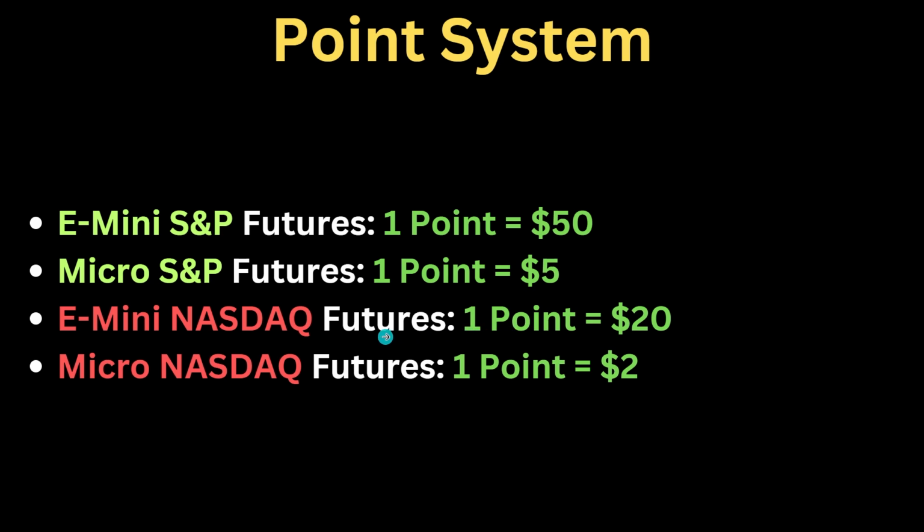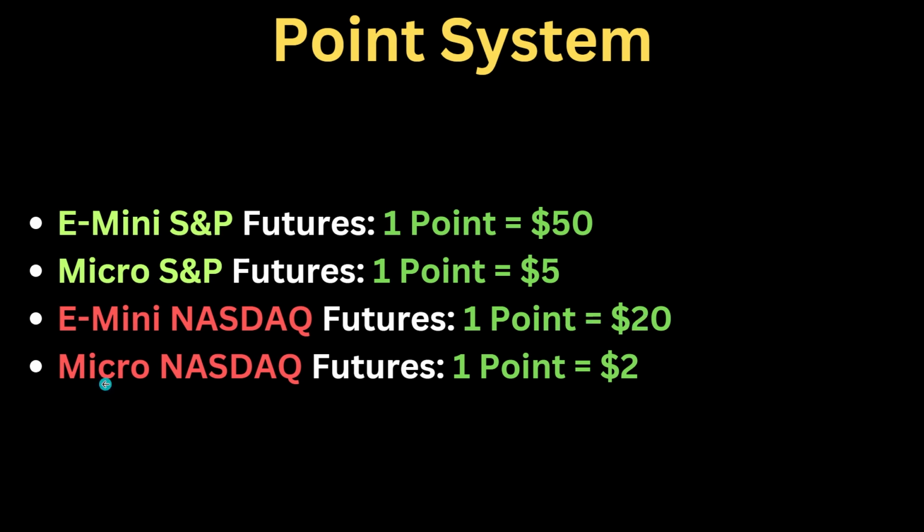So if you went long and price jumped 20 points, you're going to make $400 profit. But then also on the flip side, if it went against you 20 points, you can lose $400. And again, 20 points on NASDAQ can happen very, very quick. So if you're not experienced in the futures market, I highly suggest staying away from the NASDAQ futures, especially the E-minis where 1 point equates to $20.